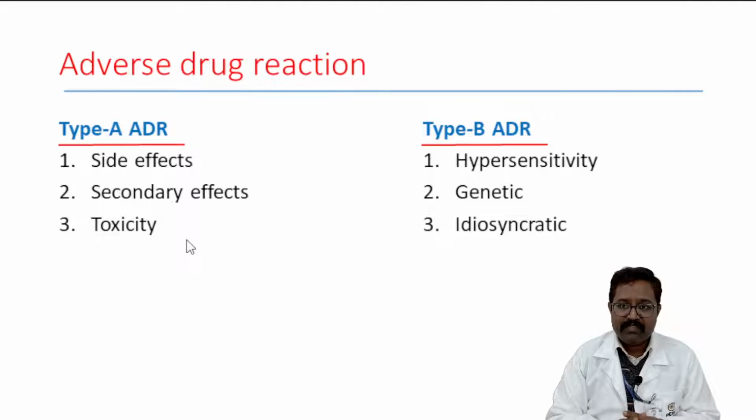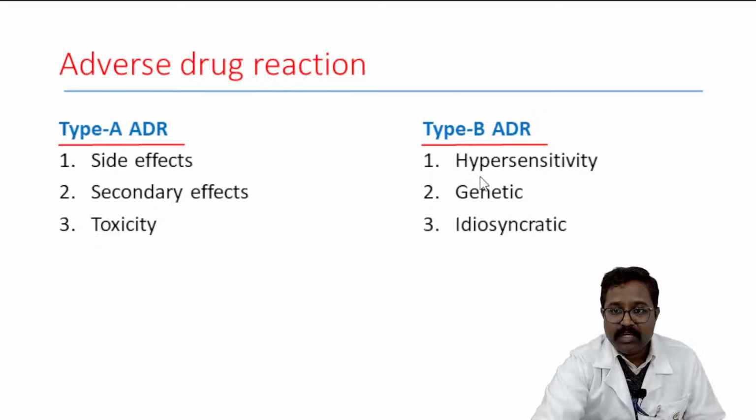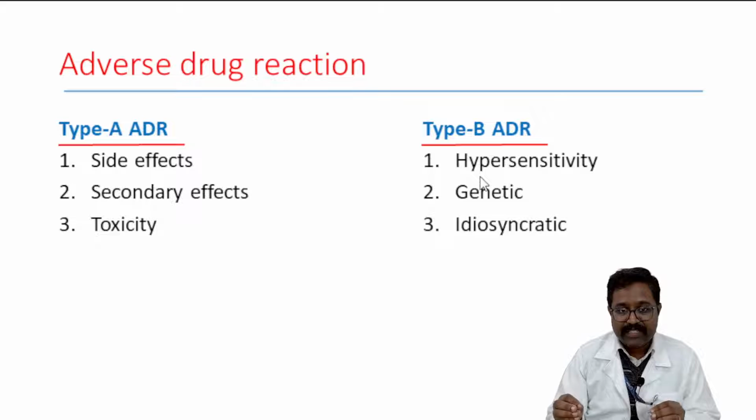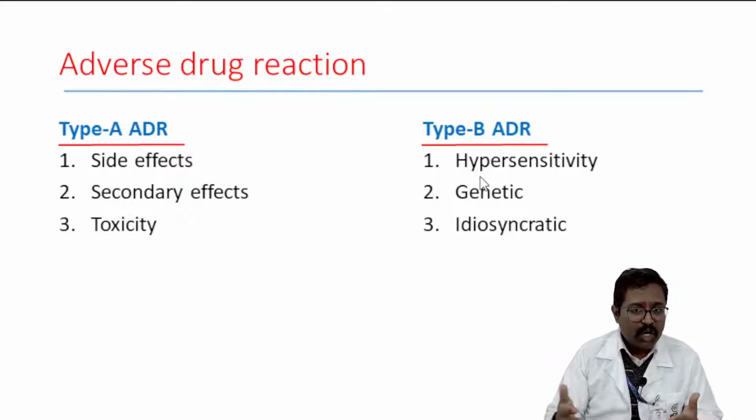Whereas under type B adverse drug reaction, you can note down hypersensitivity reactions. Whenever a drug is given, any drug can cause a hypersensitivity reaction, either due to the chemical entity itself or due to any excipients added into the medications. It can also be due to a genetic abnormality or genetic change in the person's DNA or gene, and it can be idiosyncratic reactions.